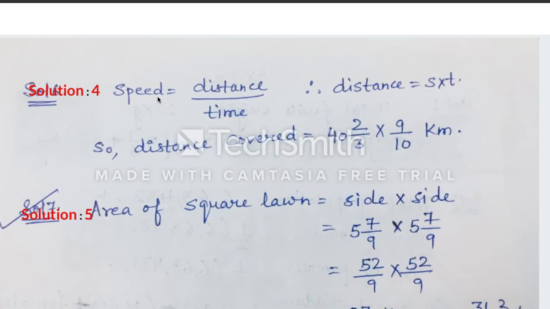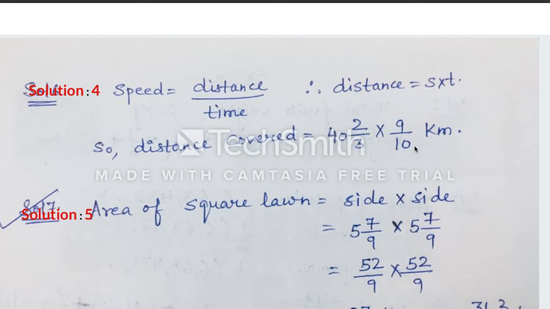What's the formula for speed? Speed is distance upon time. Speed is given in the question. Find how much distance. How much distance means distance is unknown. We have to find it out. Will it cover in 9 by 10 hours? So this is the time given, 9 by 10 hours. This is the speed. What's the formula for distance from here? If speed is distance upon time, distance comes out as speed into time. Yes, so this is the speed. This is the time. I'll get distance by multiplying the two.